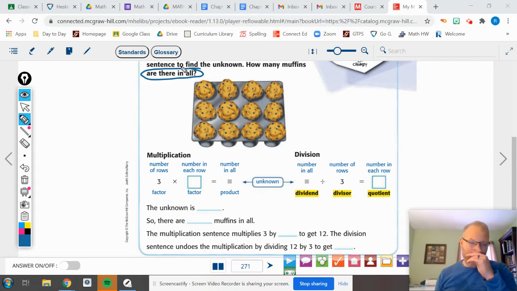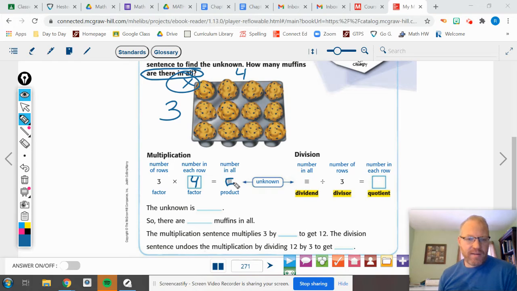So they're saying, we don't know how many muffins there are, but we do have an array that shows how many muffins. So we count 1, 2, 3. There's 3 rows. 3 rows of 1, 2, 3, 4. 3 rows of 4 muffins. So 3 rows of tells us to multiply. So if we want to find the total, we do 3 times 4. So there's 3 rows with 4 in each row.